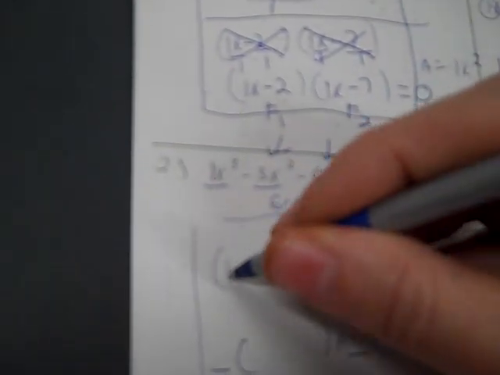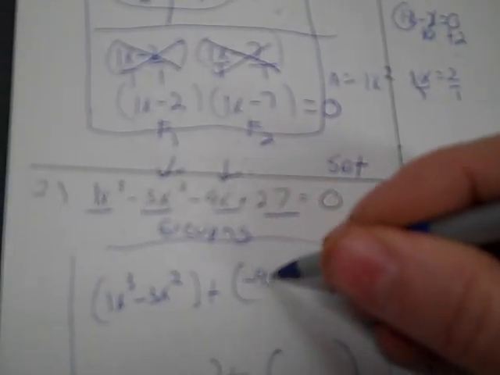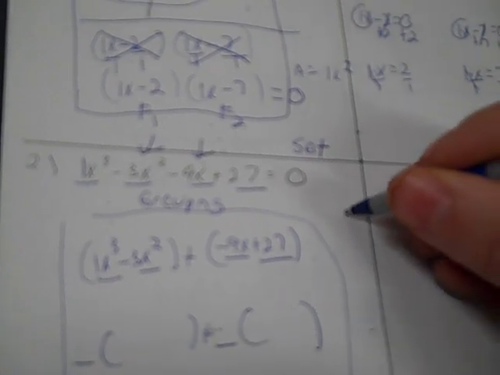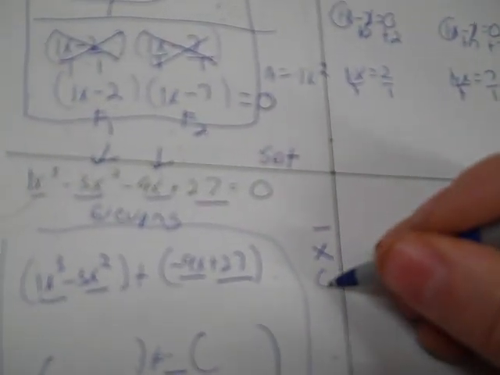Okay, so there we have it. Remember, the problem's not done until we find our answers. This one has 3. So if you remember grouping, you take 1x to the third and subtract 3x to the second, and then negative 9x plus 27. Now, what you do with the grouping is you check for your negative, then you check for your x, and it says it right here. And then you look for the GCF in each parentheses.